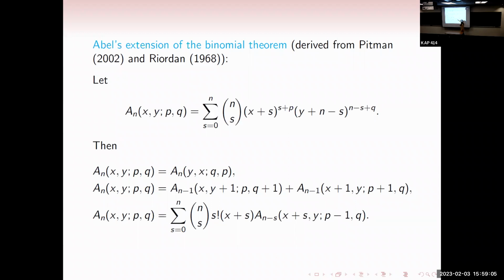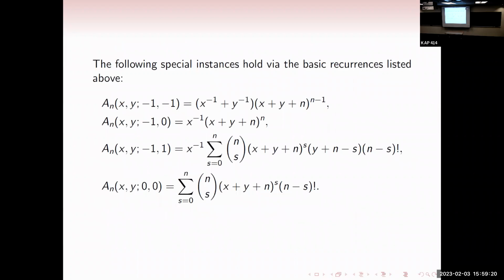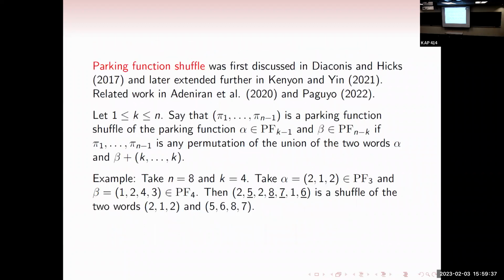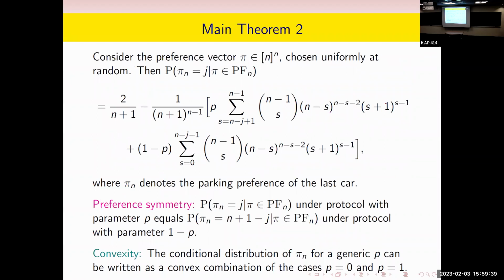As you can see, there are some special cases that can be calculated explicitly. There are recurrence formulas and so on. So using Abel's binomial theorem and its shuffle construction, so special cases here. Using those basic constructions, we should be able to calculate the probability of the last card preferences. Okay.